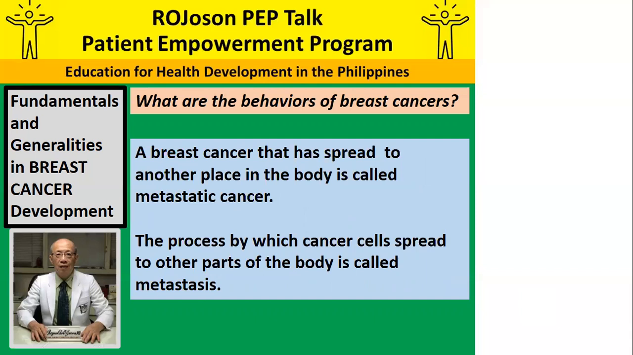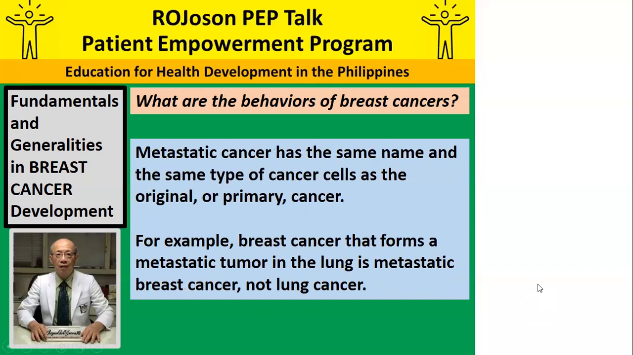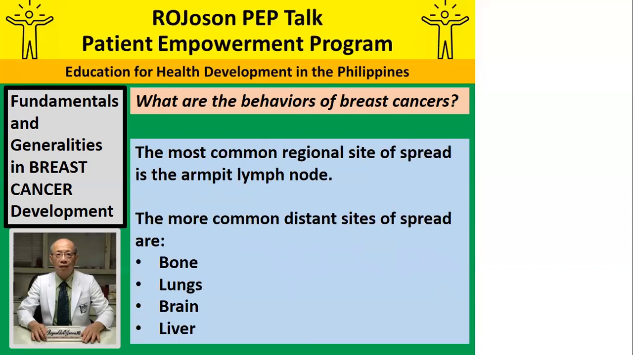A breast cancer that has spread to another place in the body is called metastatic cancer. The process by which cancer cells spread to other parts of the body is called metastasis. A metastatic cancer has the same name and the same type of cancer cells as the original or primary cancer. For example, breast cancer that forms a metastatic tumor in the lungs is metastatic breast cancer and not lung cancer. The most common regional site of spread of breast cancer is the armpit lymph node. The more common distant, faraway sites of spread of breast cancers are the bone, lungs, brain, and liver.